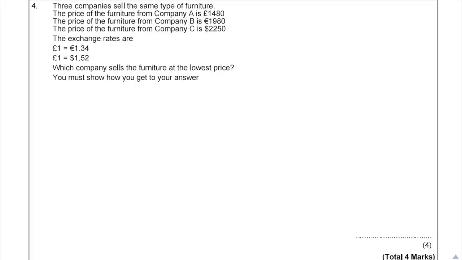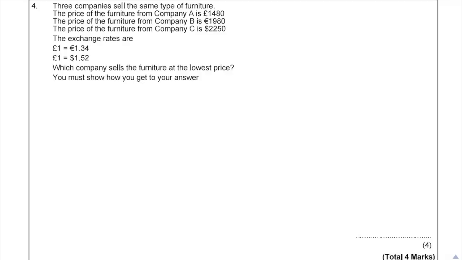3 companies sell the same type of furniture. The price of the furniture from Company A is £1,480. The price of the furniture from Company B is €1,980. The price of the furniture from Company C is $2,250. The exchange rates are £1 equals €1.34 and £1 equals $1.52. Which company sells the furniture at the lowest price? You must show how you get to your answer.